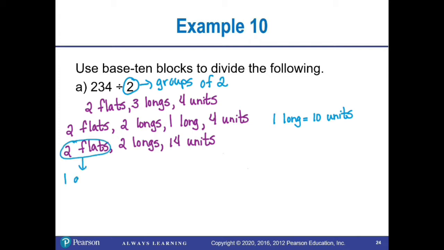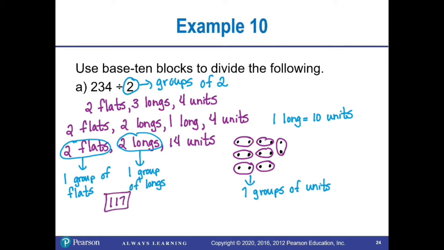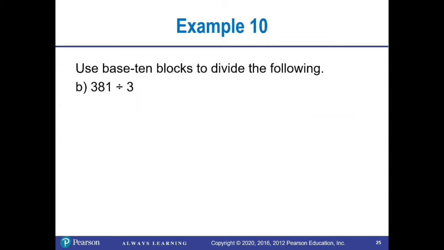Now I have 1 group of flats, 2 flats that is. I have 1 group of longs, and again we're looking at 2 longs in a group. And to find my groups of 14 units, I'm going to draw 14 dots to represent my 14 units, and I'll put those units in groups of 2. Now notice that I have 7 groups of units, 7 groups of 2 units. So we have 1 group of flats, 1 group of longs, and 7 groups of units for 117.